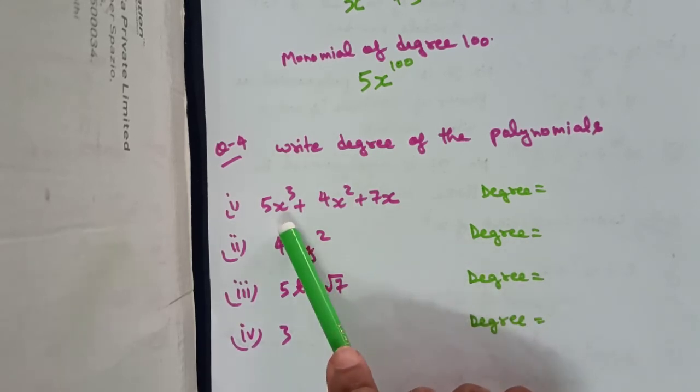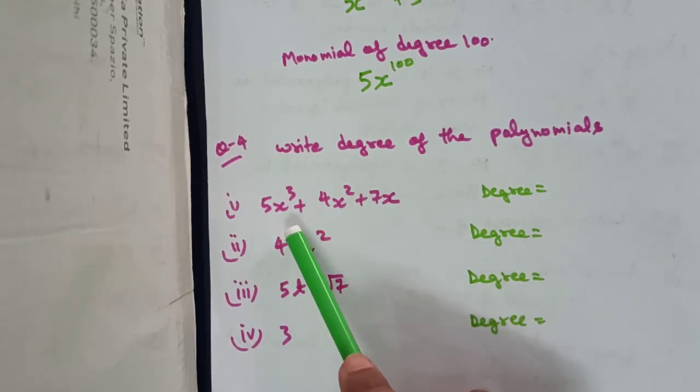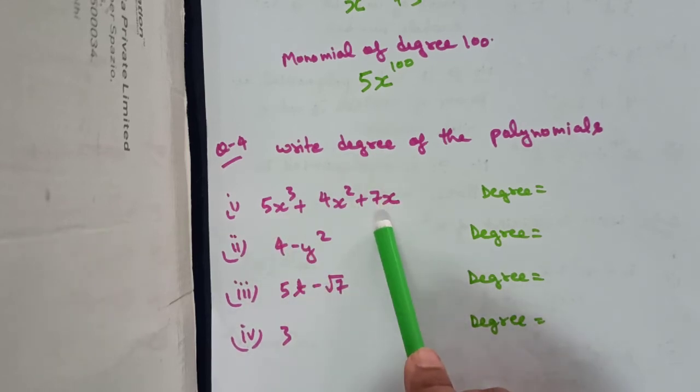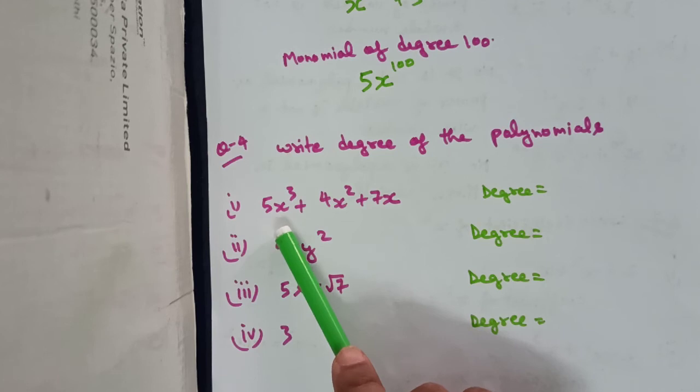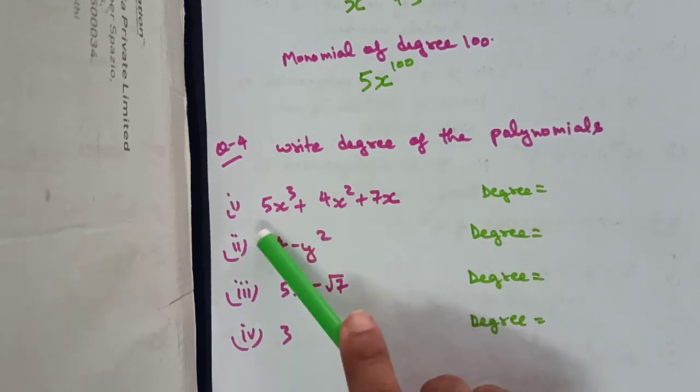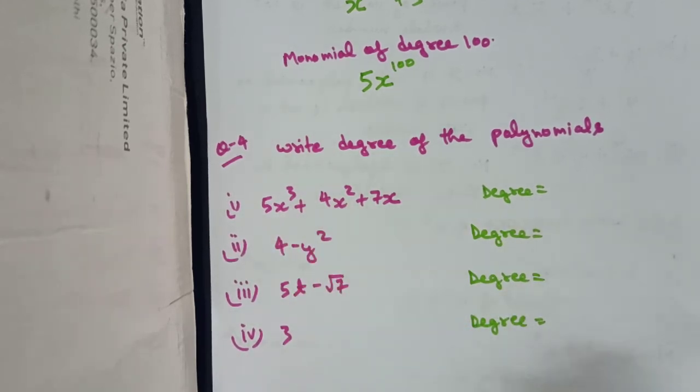So like in the first case, the highest power of the variable is 3. Since it is having 3 terms, 7x, here the power of the variable is 1, 4x square, power of the variable is 2, 5x cube, power of the variable is 3. So the highest power of the variable is 3.